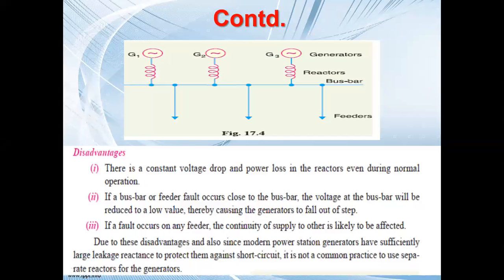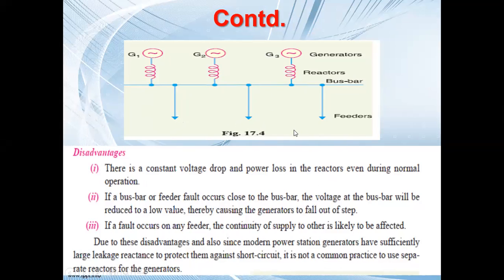So we'll see this. You see, this is a generator. Three generators are connected here, and this is the location of the generator reactor. Thereafter there is a bus bar, and after that there are feeders. So the outgoing feeders are connected with the load. Loads are connected through these feeders. Okay, the domestic load, industrial load, those loads are connected through these feeders.